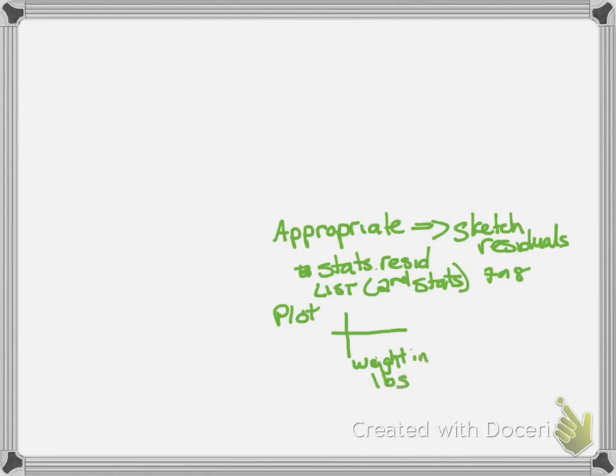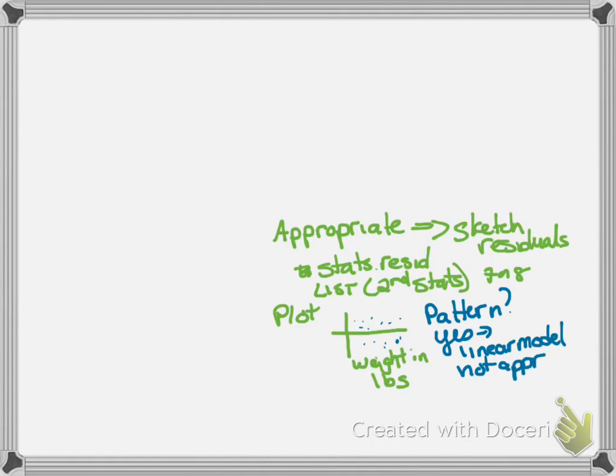And I don't know what it is, so I'm just going to do a bunch of random dots. Okay, let me pick another color. It's just some dots. Again, some are going to be above, some are going to be below. And what we are doing is looking for a pattern. If there is a pattern, then the linear model is not appropriate. If there is no pattern, then the linear model is appropriate.